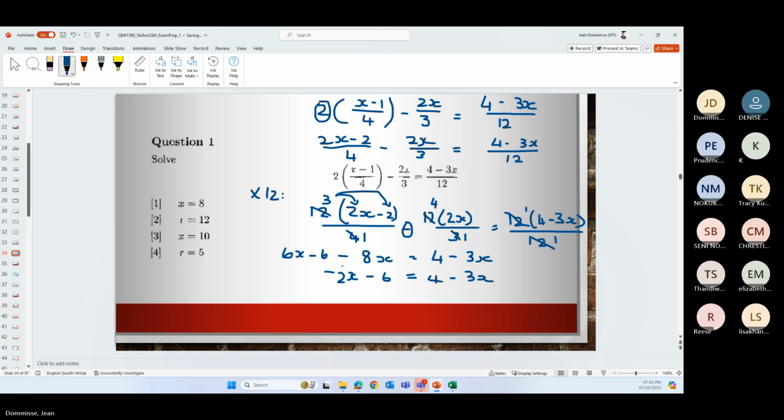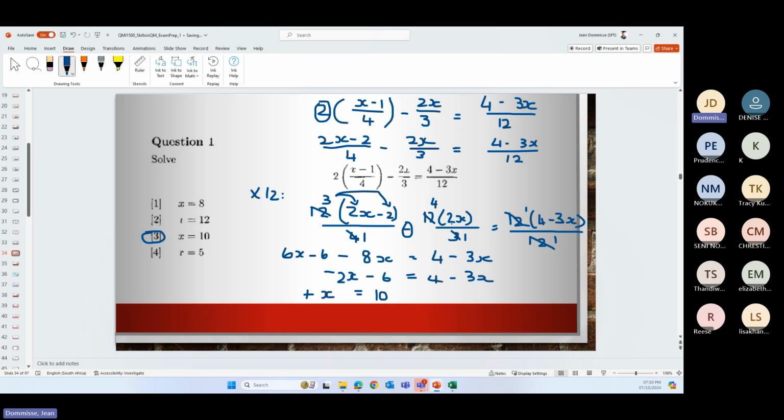So then take all the x's to the left-hand side. So that will become positive. So we've got positive x here, and then we take the minus 6 to that side, it will become positive 6. 6 plus 4 is 10. Okay, so there it is.